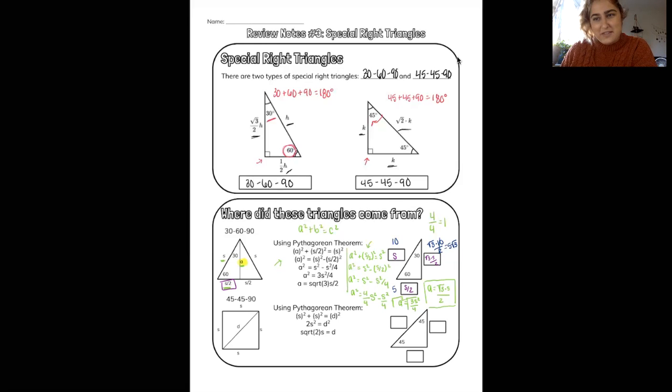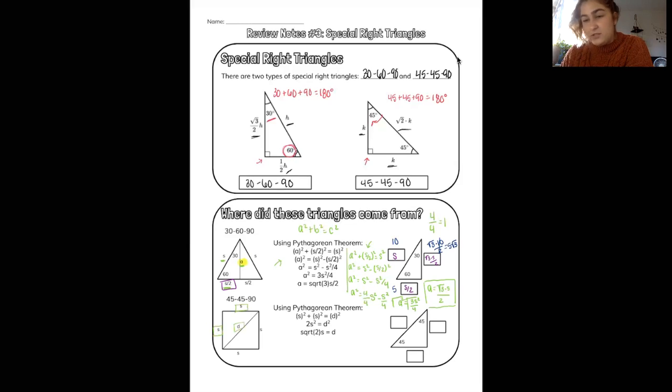So now that we've done that with 30, 60, 90, we're gonna look at the 45, 45, 90, and it's a little different. So instead of starting with an equilateral triangle, we're actually going to start with a square, right? So if I drop a diagonal down this square, then I end up with a side of S and a side of S and a diagonal of D.